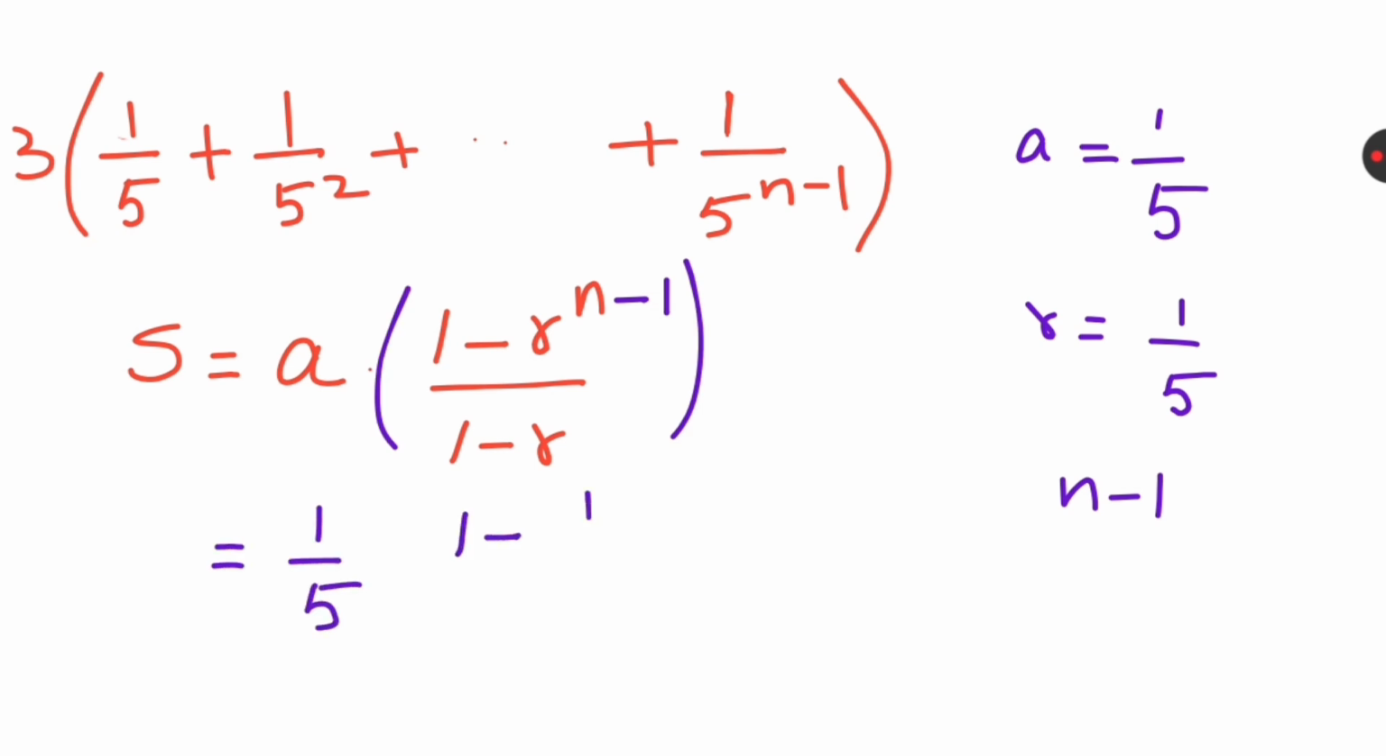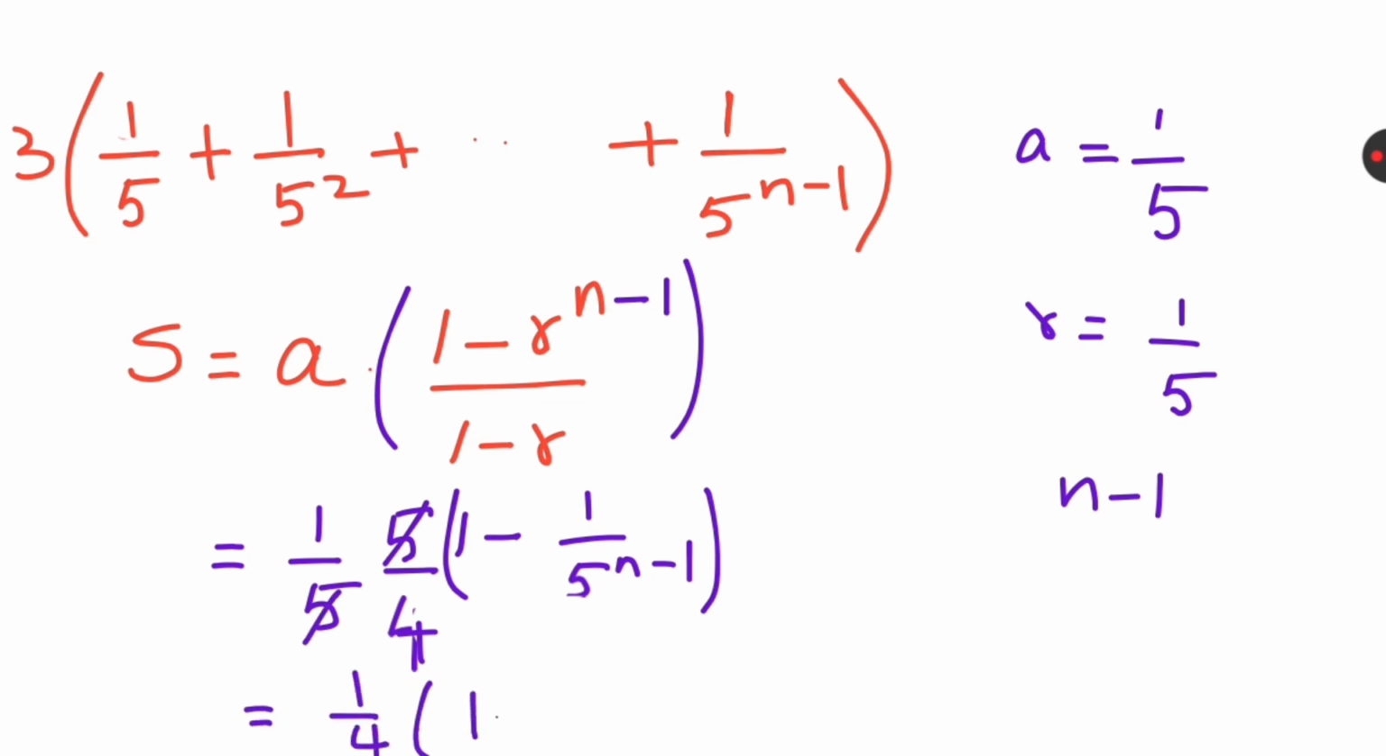So now substitute. A is 1 over 5, then 1 minus 1 over 5 raised to the power of n minus 1, divided by 1 minus R, which is 1 over 5. After subtracting in the denominator, we are going to get 4 over 5 here. So this 4 over 5, if you write it here, you are going to get 5 over 4. This 5 gets cancelled. So we are left with only 1 over 4 times 1 minus 1 over 5 raised to the power of n minus 1.